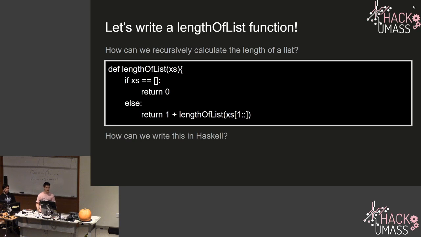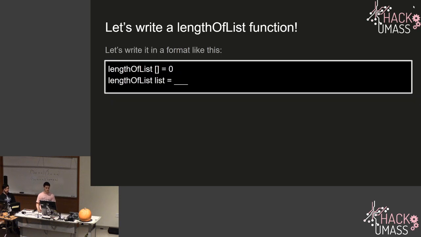So how can we write this in Haskell? Does everybody agree with the first line? Do you understand how I came to that conclusion? Yeah? Because the idea is that the null list is length of 0. Otherwise, we have some list that we know is not length of 0. What is it going to be? Does anyone know?